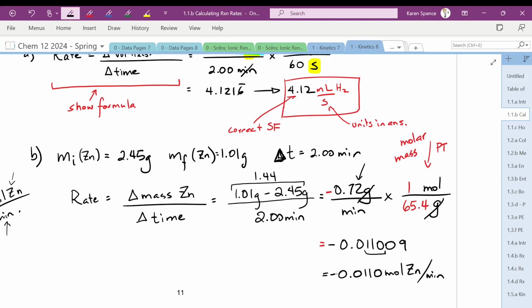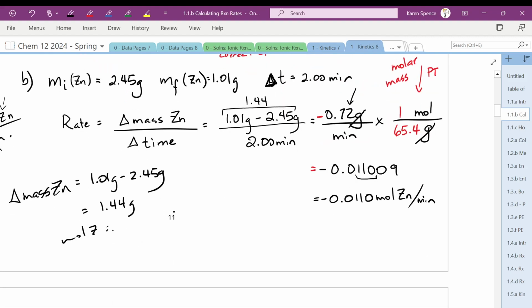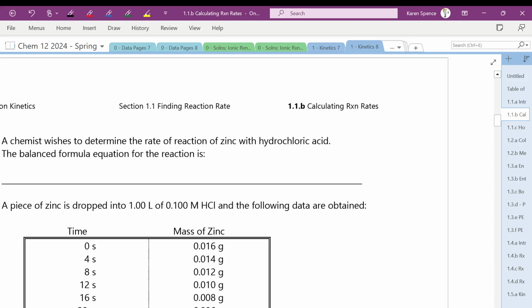You could have, if you wanted to, you could find your change in mass of zinc first, 1.01 grams minus 2.45 grams equals negative 1.44 grams. And then you could say your moles of zinc, you could calculate that. And then you could take your moles of zinc and divide by your minutes. So there's different ways of doing this problem. Does that make sense? It doesn't have to be always written in the way I've written it, as long as you've shown all your units and they all cancel properly and you've shown all your steps. Is good? Okay.